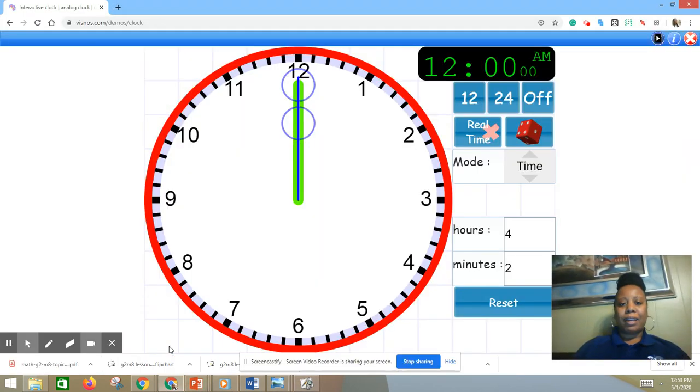I want you to look at my clock. Right now, I have my minute hand and my hour hand on the number 12. That tells me that the time is 12 o'clock.